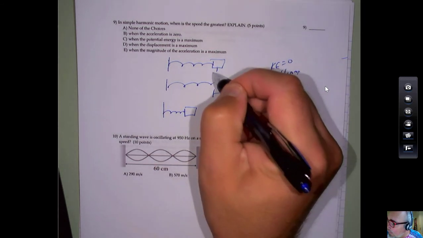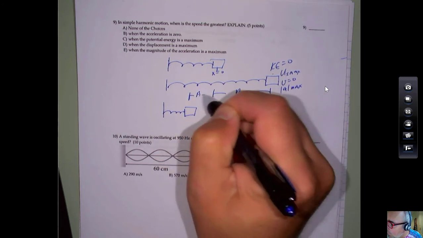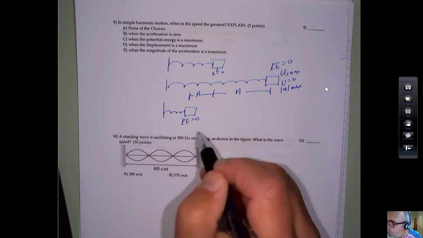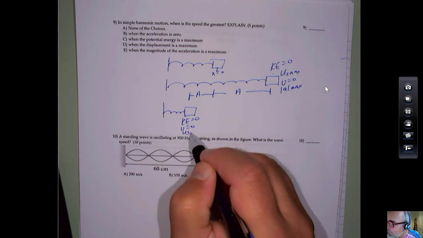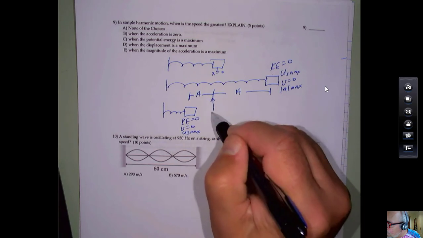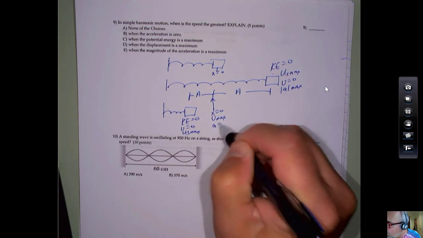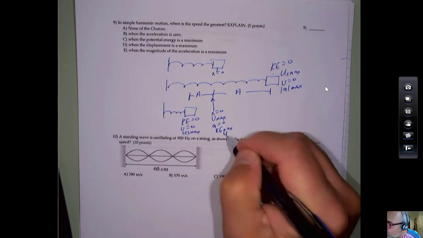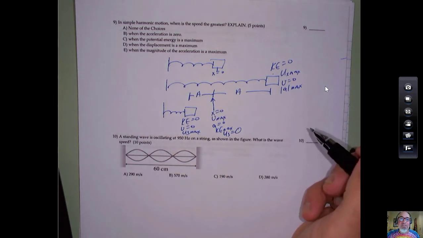So this would be x is equal to 0. Okay, this is also the amplitude. Same thing happens over here. Kinetic energy is 0. Speed is 0. Spring potential energy is a maximum. At this point, when x is equal to 0, this is when the speed is a maximum, the acceleration is 0, kinetic energy is a maximum, and spring potential energy is equal to 0. It's not stretched or compressed.